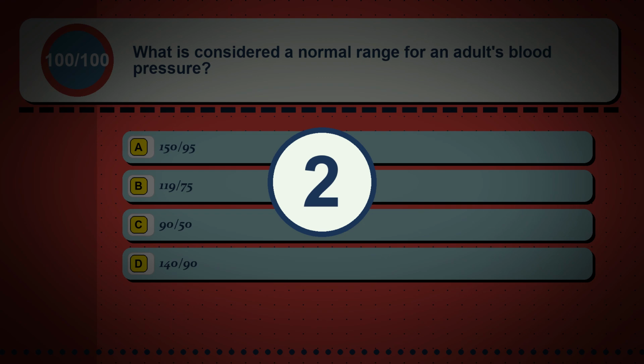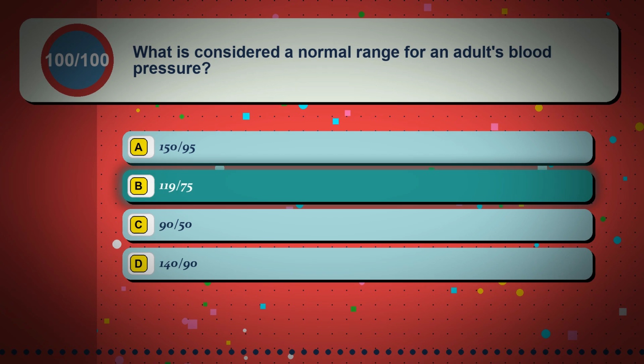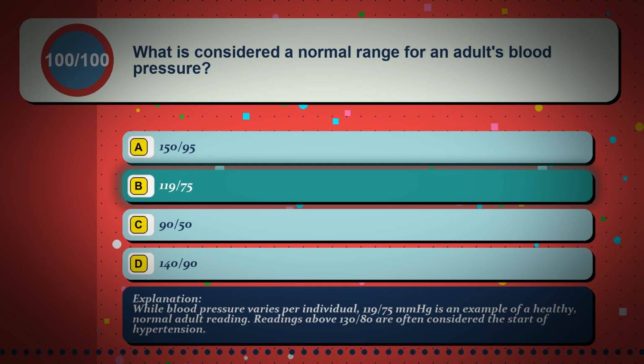The correct answer is option B. 119/75. While blood pressure varies per individual, 119/75 mmHg is an example of a healthy, normal adult reading. Readings above 130/80 are often considered the start of hypertension.